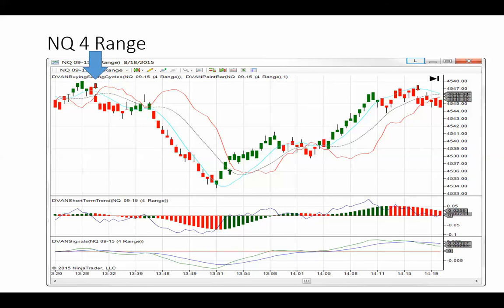So first we see a red arrow. This is going to signal that we're looking for a short trade. So I've got this blue arrow signaling where the red arrow would occur. The red arrow is plotted when you see DVAN signals, the indicator below, the green line crossing below the blue. You'll see a green arrow plotted, as you see here, a little bit after 1:50 p.m. when the green line crosses above the blue line. This is a velocity-based indicator.